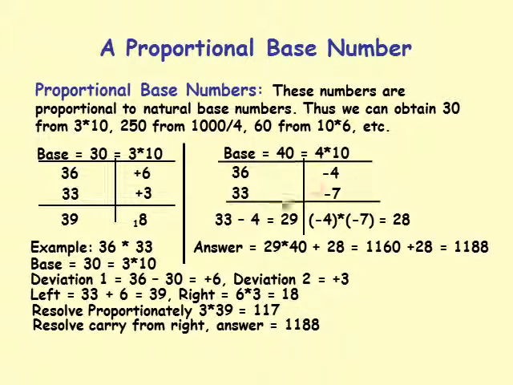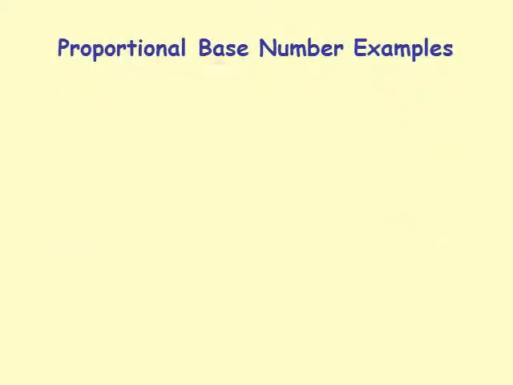And if you want to do it the other way, 29 times 4 is 116, and 2 get carried from the right. So 116 plus 2 from the right is 118. The answer is 118 on the left and 8 on the right, the same answer. Some examples now.